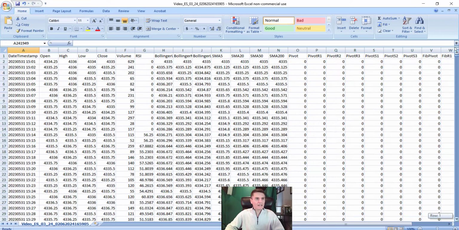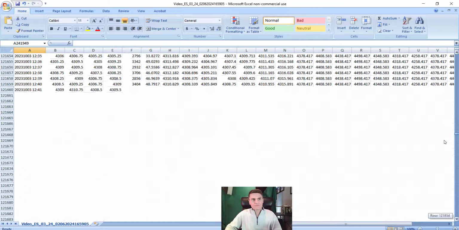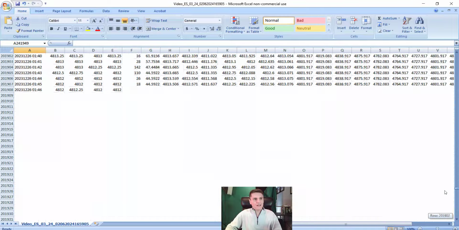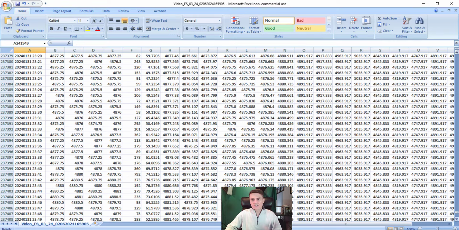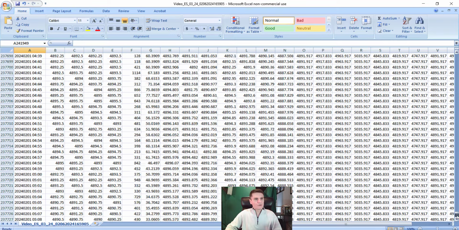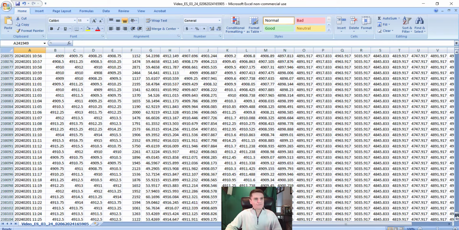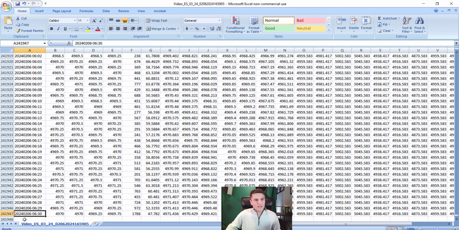So let's go back up again. That is May 31st of last year, and how many rows is that? 200 and some thousand rows later, we get the very last one. So I'm just going to do Ctrl Down, and it is 2/6/2024, 6:30.